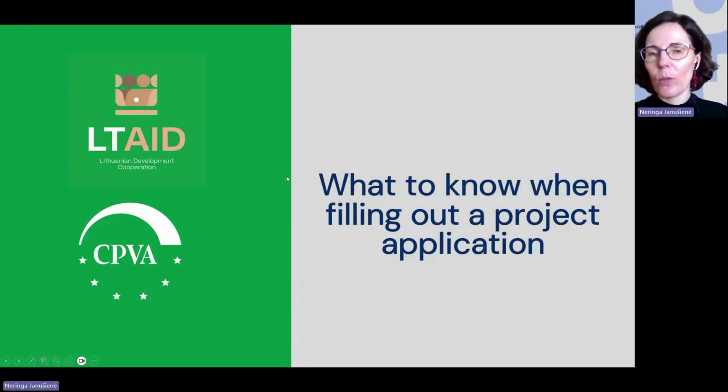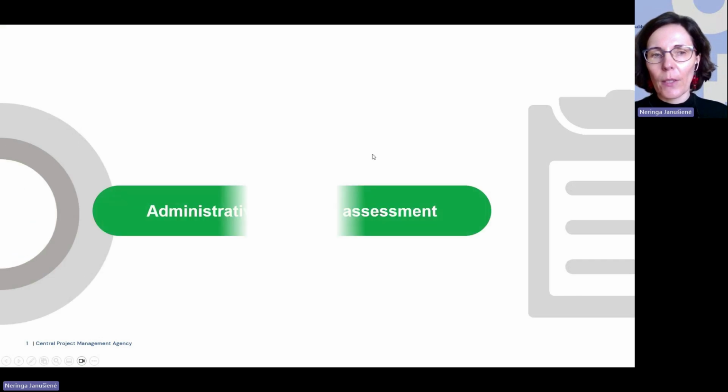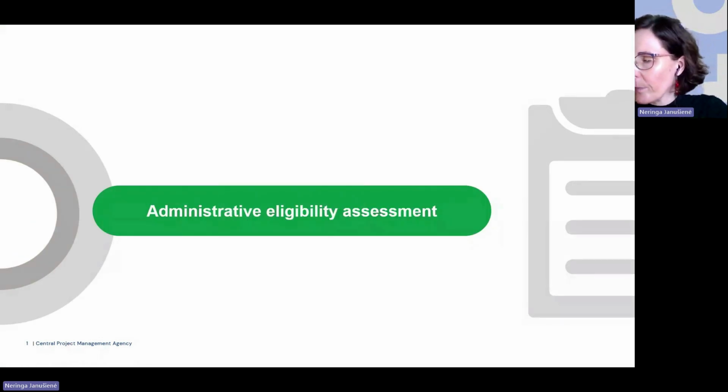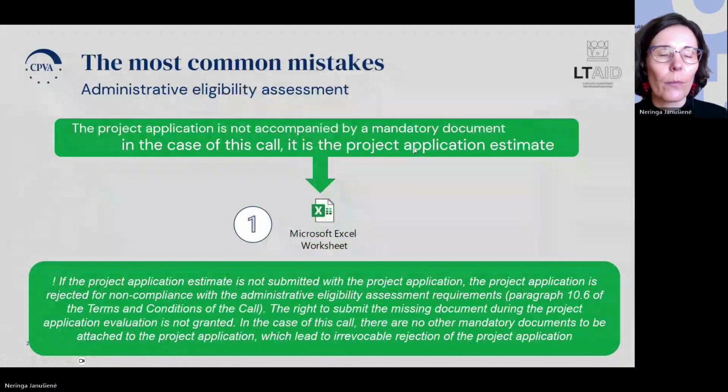And I will go through what to know when filling out a project application. The most important things in both project evaluation stages, meaning what is important in terms of these two project evaluation stages. Okay, I will start with the administrative eligibility assessment stage.